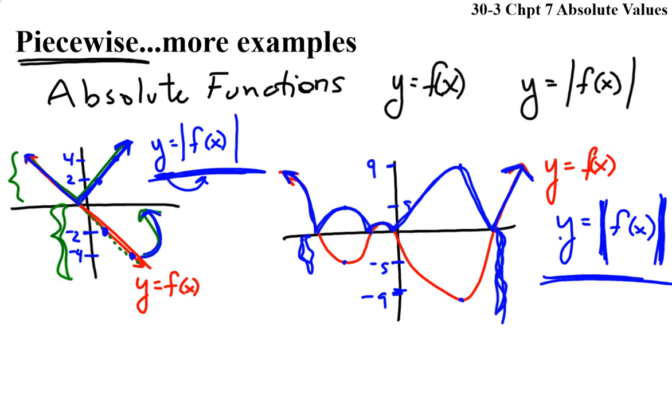But the initial f of x graph would be able to have positive and negative. So some of the graph, the invariant points, are the same, but some of the graph reflects. And piecewise is going to, remember, identify what parts of the graph, where the domain takes us, are the normal and the absolute part of the graph. So let's walk through another example.